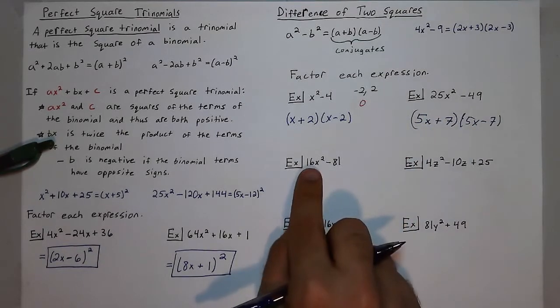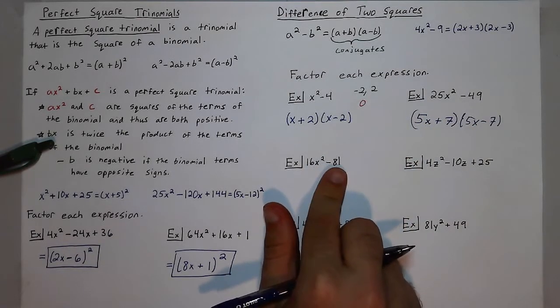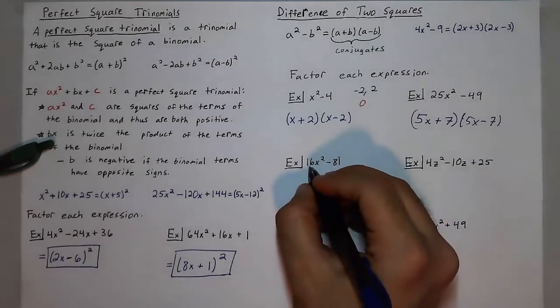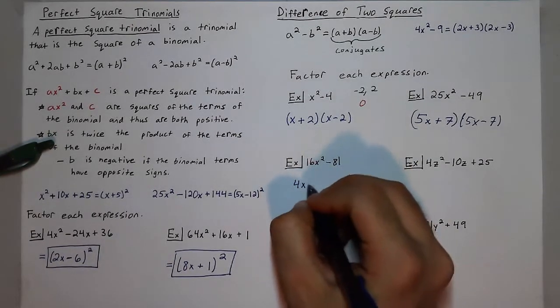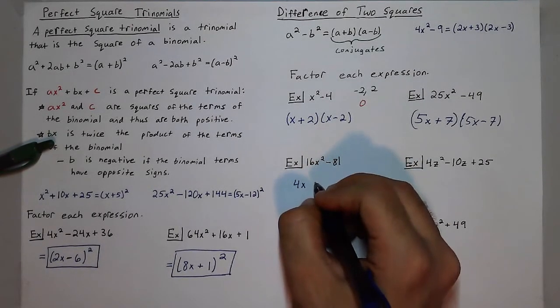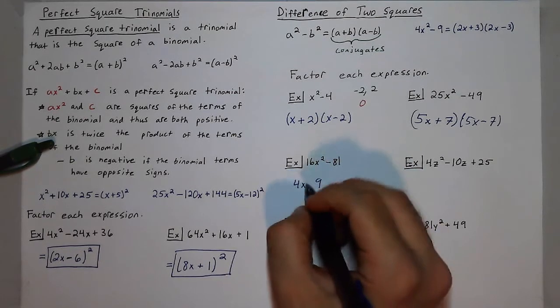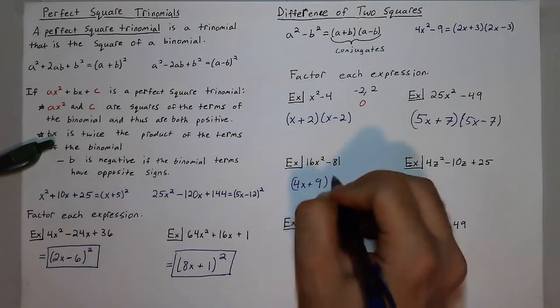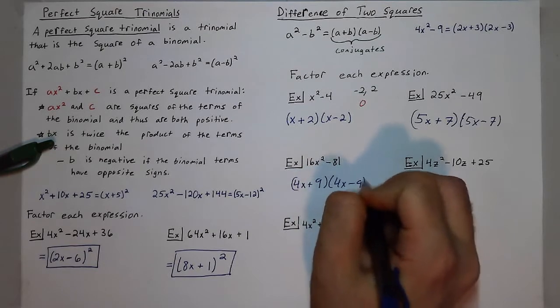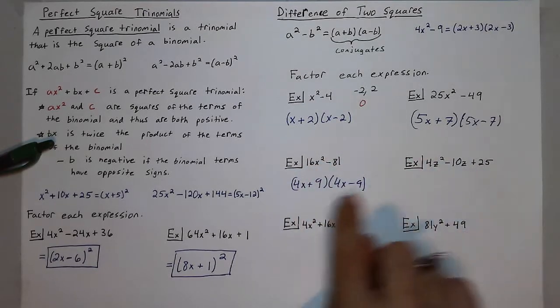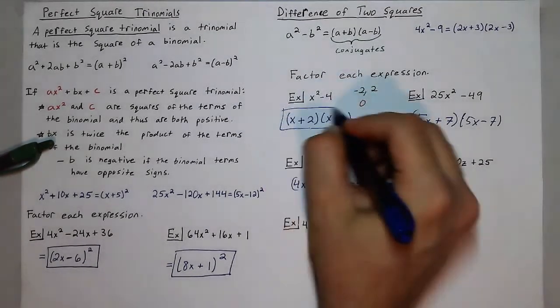So if I try this again, I have 16x squared minus 81. The square root of 16 is 4x. The square root of 81 is 9. So I have 4x plus 9 and 4x minus 9. It's that simple. And that's how you factor difference of two squares.